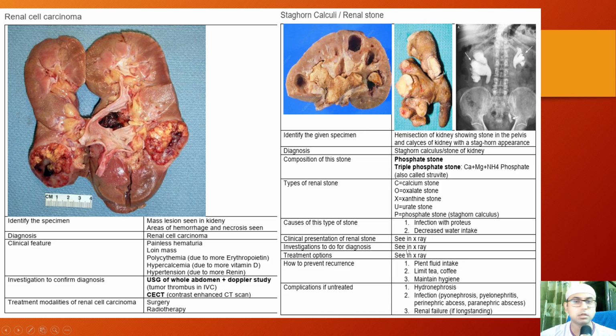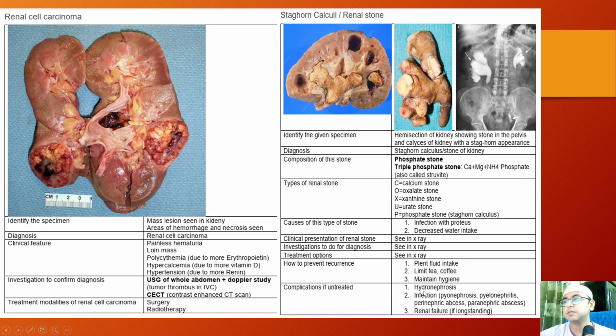Also, if it is not seen, like urate stone, because uric acid stone is sometimes radiolucent, you cannot see it in your X-ray. But if you perform IVU or CT urogram, you can find out urate stone. So prevent by fluid intake, limit tea and coffee, and maintain hygiene.